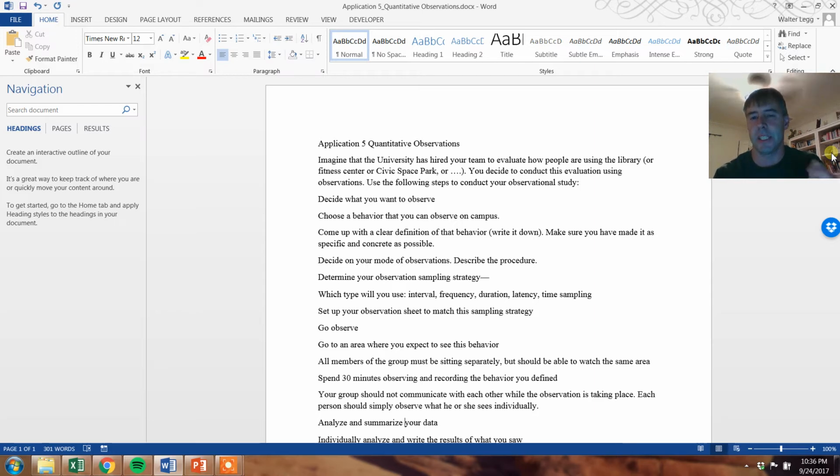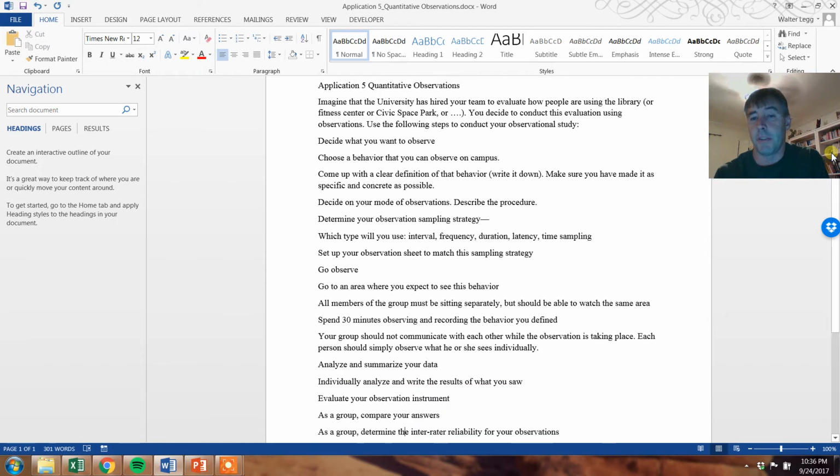Okay. What are you going to use? Interval, frequency, duration, latency, time sampling, or spot checking. We went over these briefly on Thursday. I'll also include another video that's kind of a refresher on that. It's the same video I do for programming, but it's a refresher. Okay. Set up your observation sheet to match your sampling strategy.